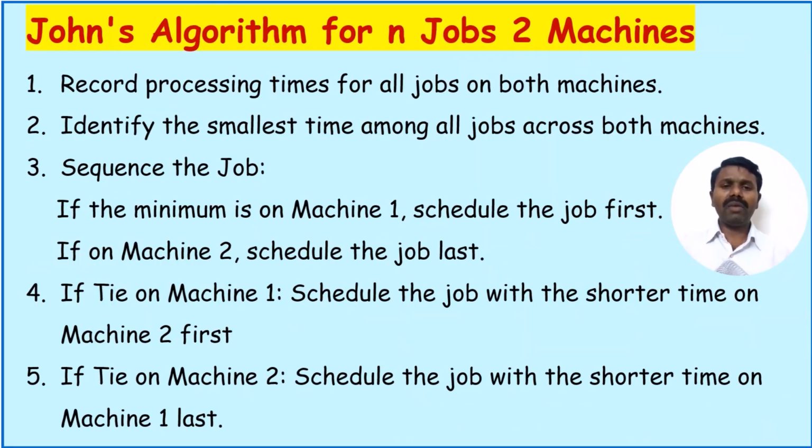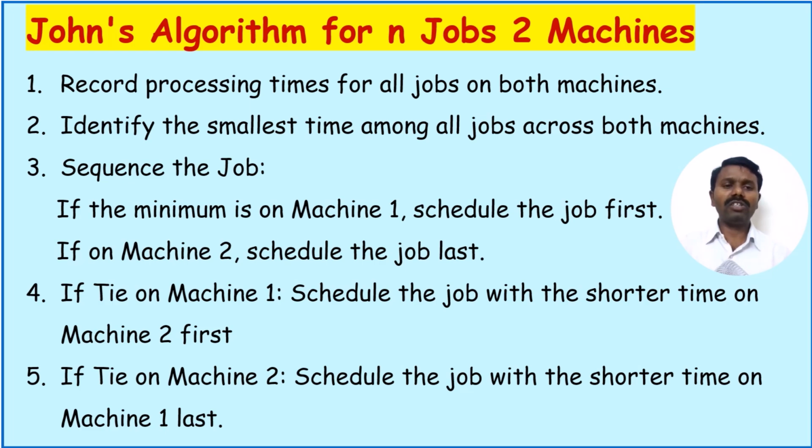Now in the previous example we saw only two jobs. Let us say there are 5 jobs or 6 jobs with 2 machines. Then how to solve these problems? That can be easily solved, or we can make the job sequence by Johnson algorithm for n jobs 2 machines.